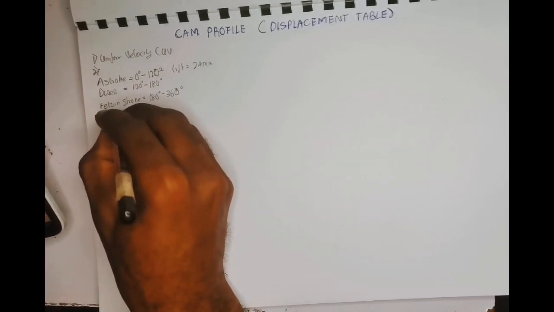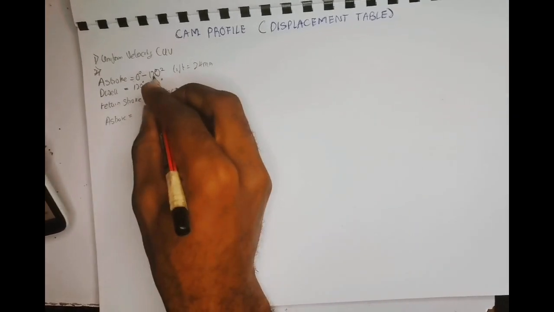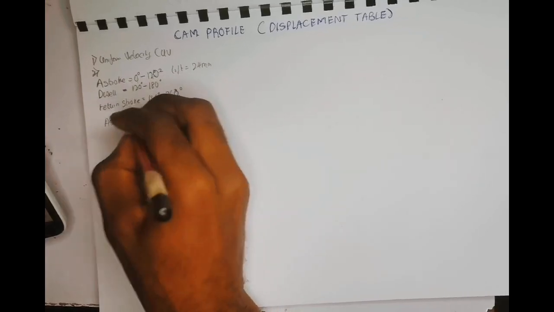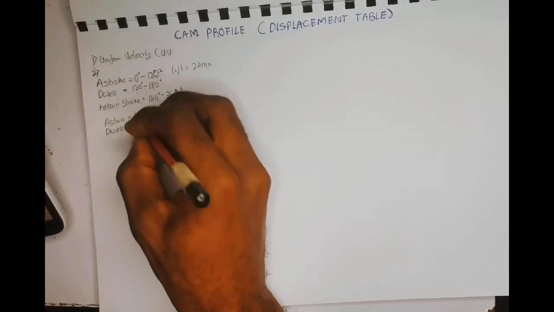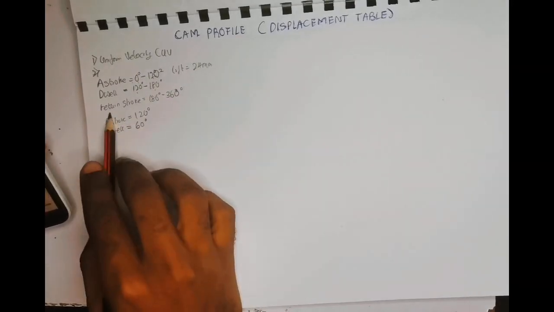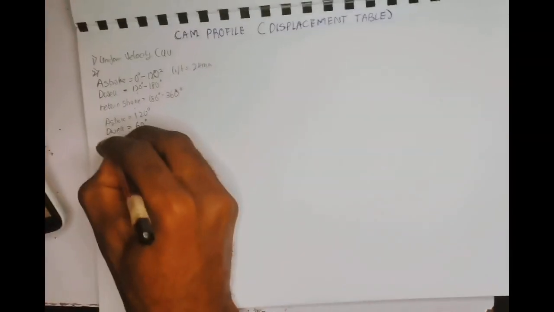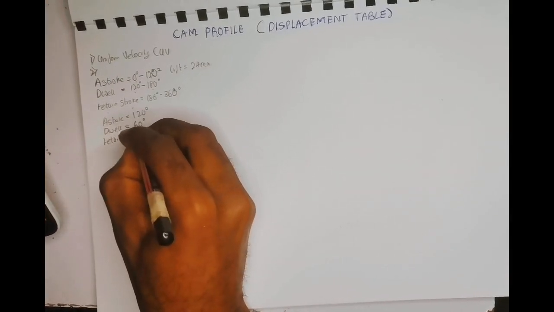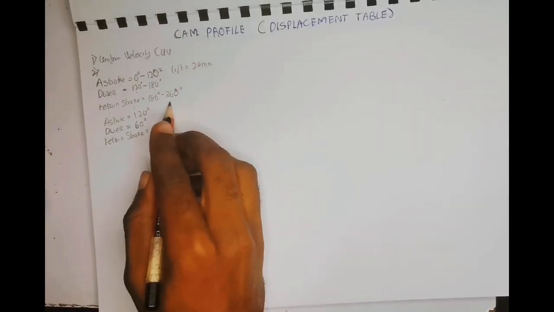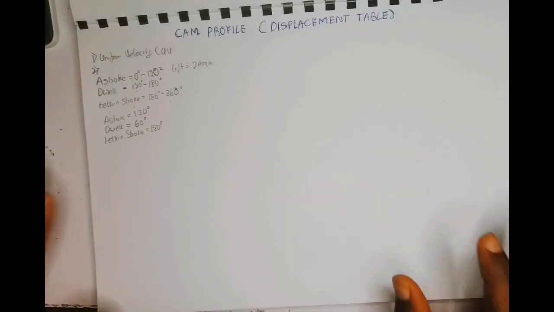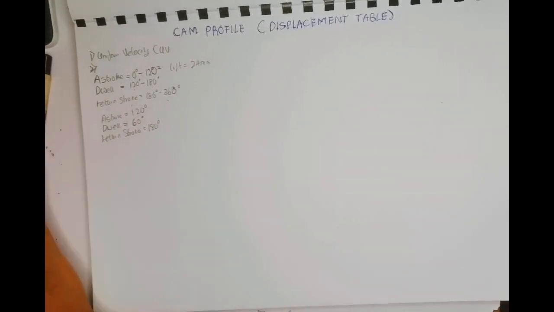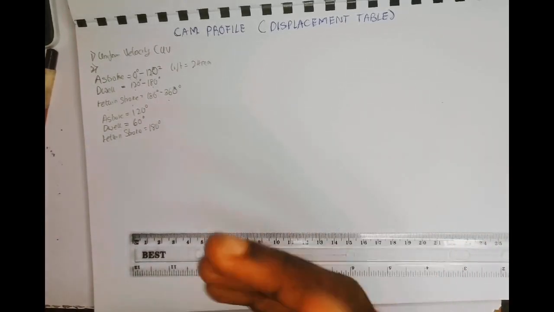Now our A stroke becomes 120 minus 0, which is 120 degrees, and dwell becomes 180 minus 120, which is 60 degrees, and the return stroke becomes 360 degrees minus 180 degrees, which is 180 degrees. Next, we draw the displacement table.